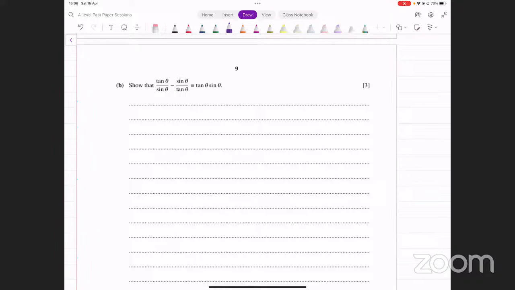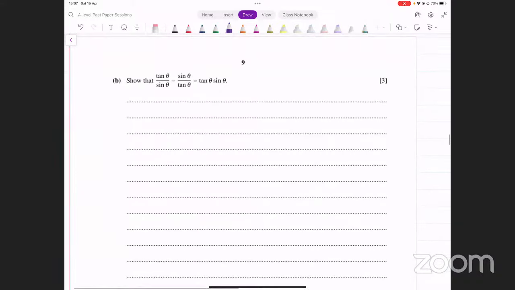What do we do with this now? उसने कहा show करें tan theta over sine theta minus sine theta over tan theta. This is equal to tan theta into sine theta. ये आपको show करना है. ठीक है?